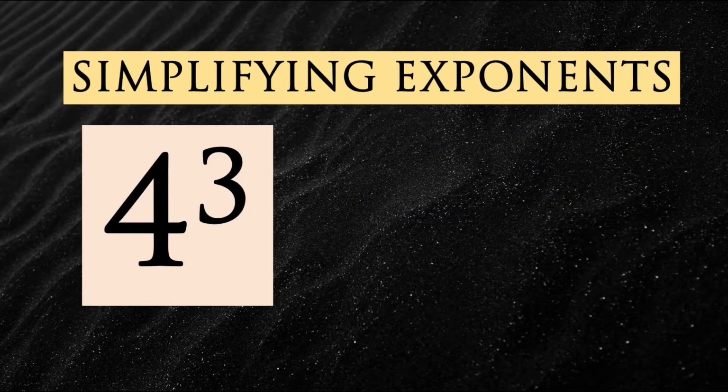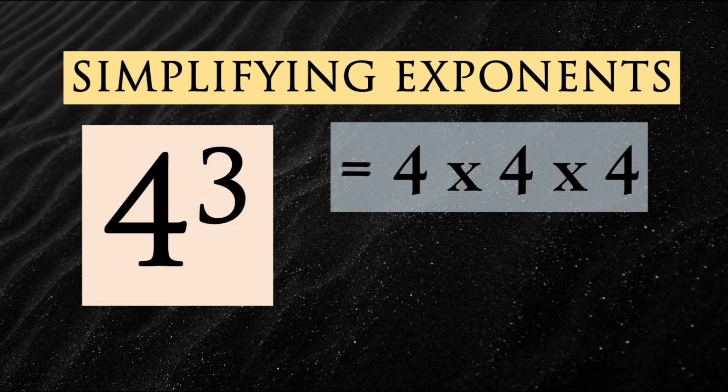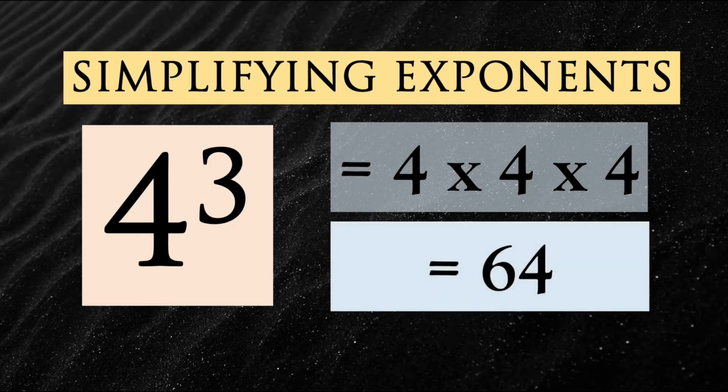Next, we have 4 cubed, or 4 raised to 3. So we multiply 4 3 times. So we have 4 times 4 times 4. And then the final product is 64. Okay? So 4 cubed is equal to 64. Now you can simplify or express exponents.